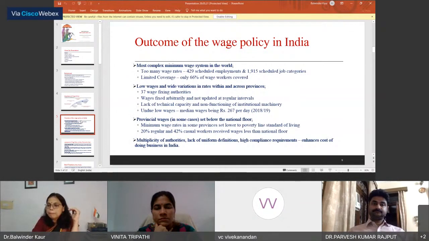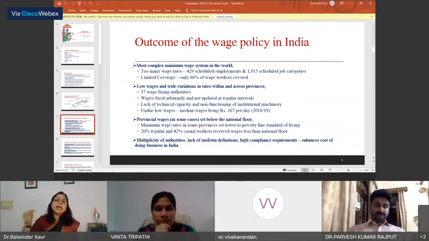Now, when we talk about the Minimum Wages Act 1948, prior to the Code on Wages 2019, the purpose of minimum wages was to fix the minimum wages for a scheduled employment. Not for every employment, there was a schedule, only for those scheduled employments. And who will decide the scheduled employment? It was the appropriate government, in case a state or the central government, right? So they used to fix the minimum wages for the scheduled employments. So 429 scheduled employments were there under the schedule.